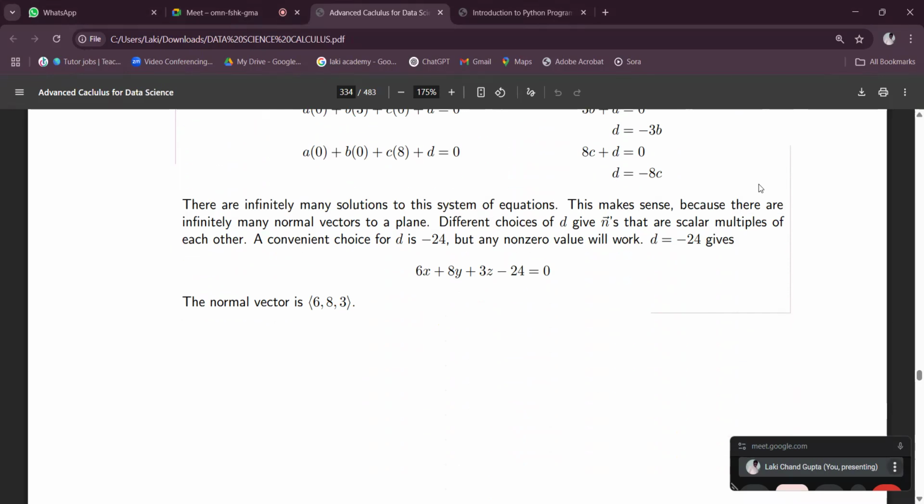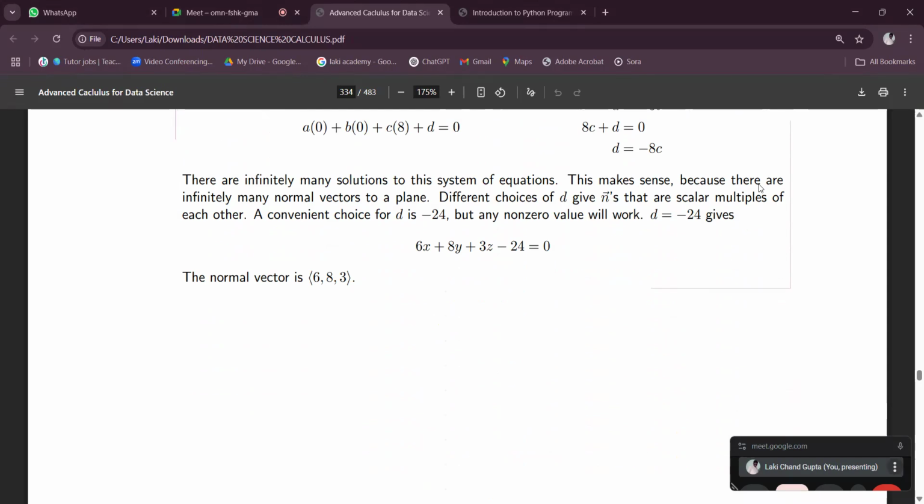So normal vector is 6, 8, 3. This is not the normal vector, because this is Ax. What is the normal vector? 6, 8, and 3. Right. So this point is perpendicular to this point, right? Yes.